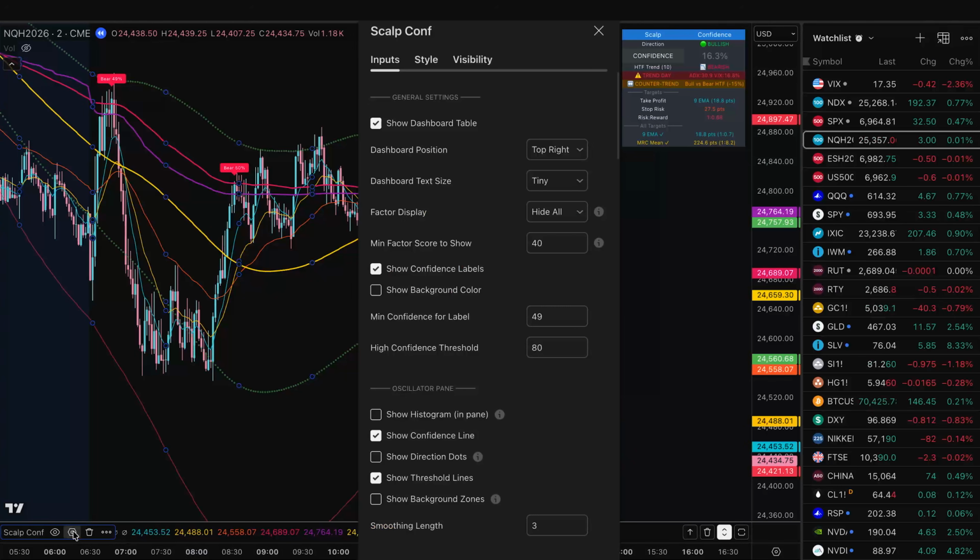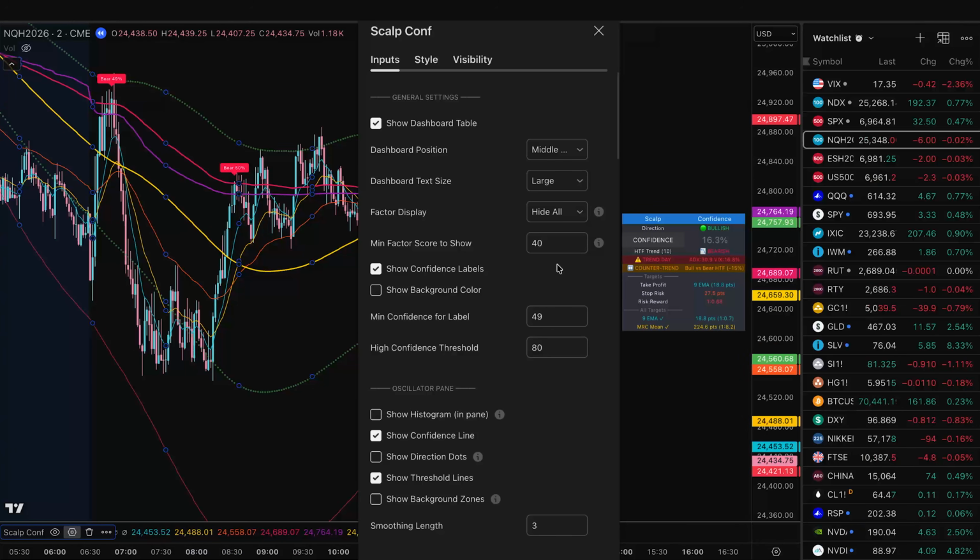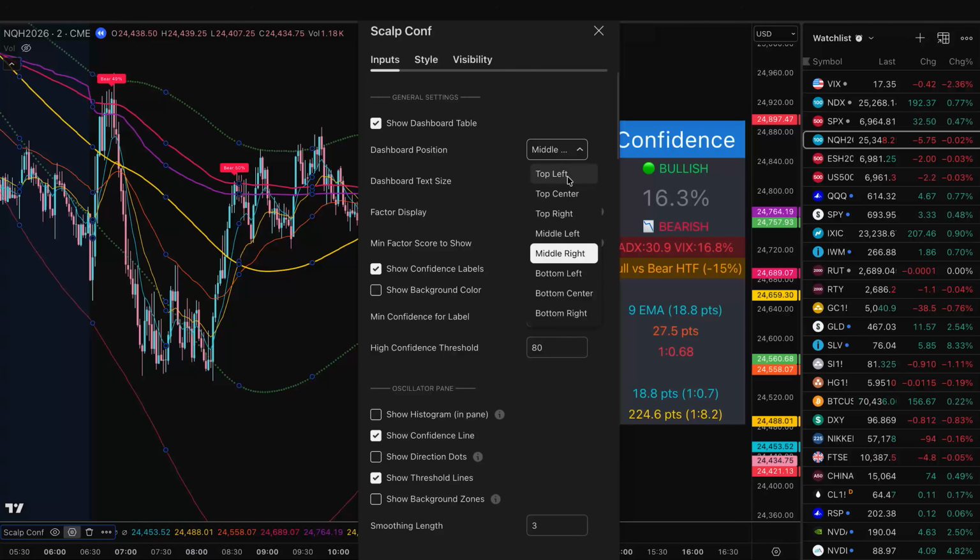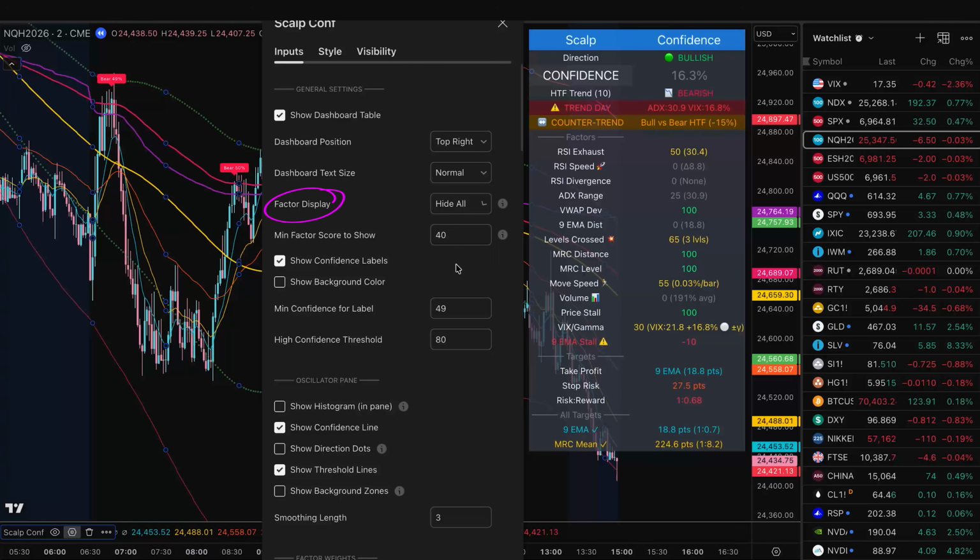If you would like to adjust the dashboard, go to the settings again, click inputs, and then at the top here, you can turn the dashboard on and off, adjust the positioning and the size. Under factor display, you can choose how many factors you would like to show. All factors. This shows different RSI, ADX, and MRC levels. If you don't mind seeing all these details, this can be quite helpful.